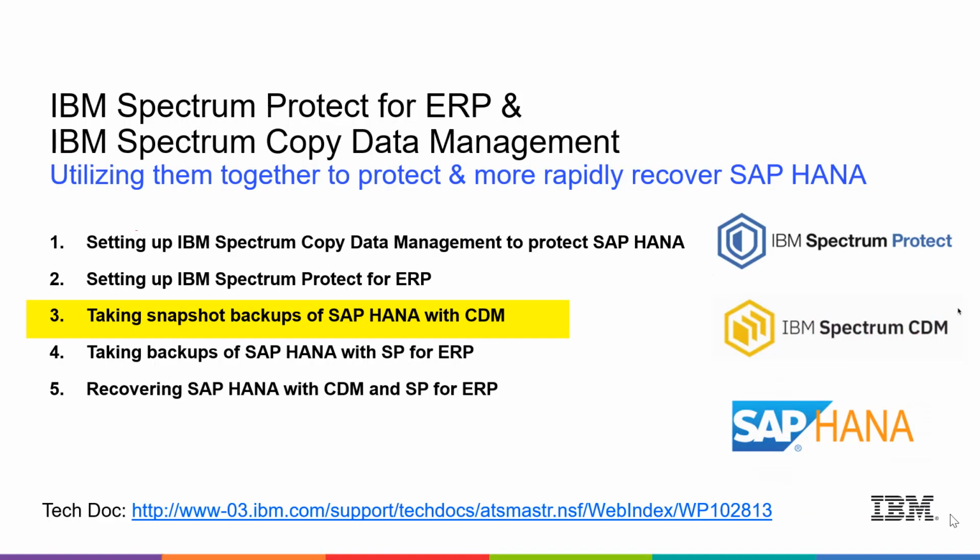Hi, welcome to this video series on using IBM Spectrum Protect for ERP and IBM Spectrum Copy Data Management together to protect and more rapidly restore and recover SAP HANA. By using these two together, you're able to rapidly restore the snapshot from Copy Data Management, and then on top of that, apply the redo logs that Spectrum Protect for ERP has backed up. This gives you a more rapid way to restore your SAP HANA database and more restore points to choose from.